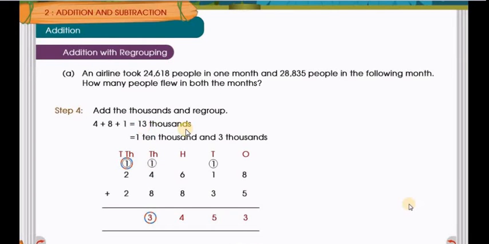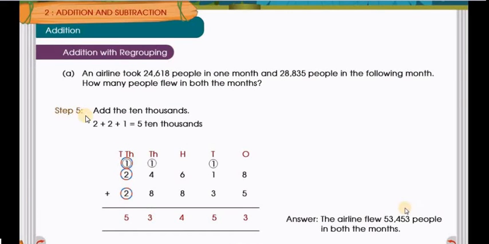So 13 thousands. So the 3 is in the thousands place and 1 is in the 10 thousands place. So we have to write here 3 in the thousands place and 1 in the 10 thousands place. Okay children? Step 5, add the 10,000s.